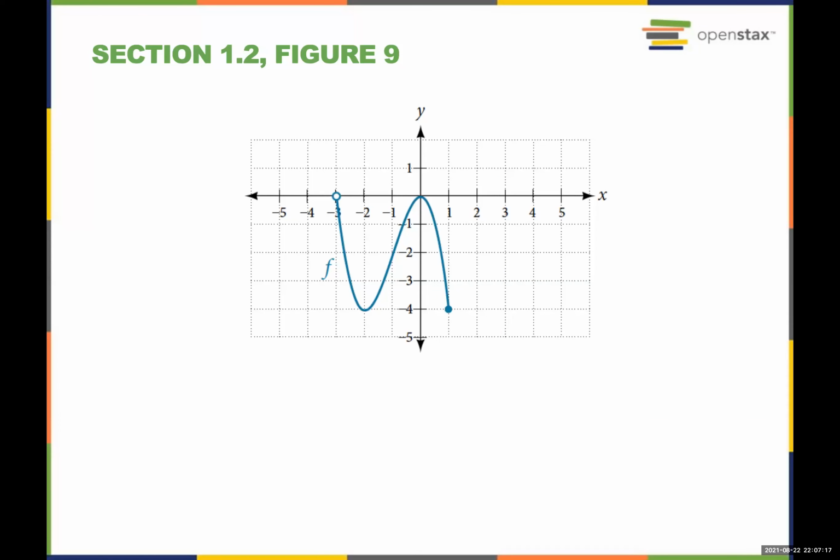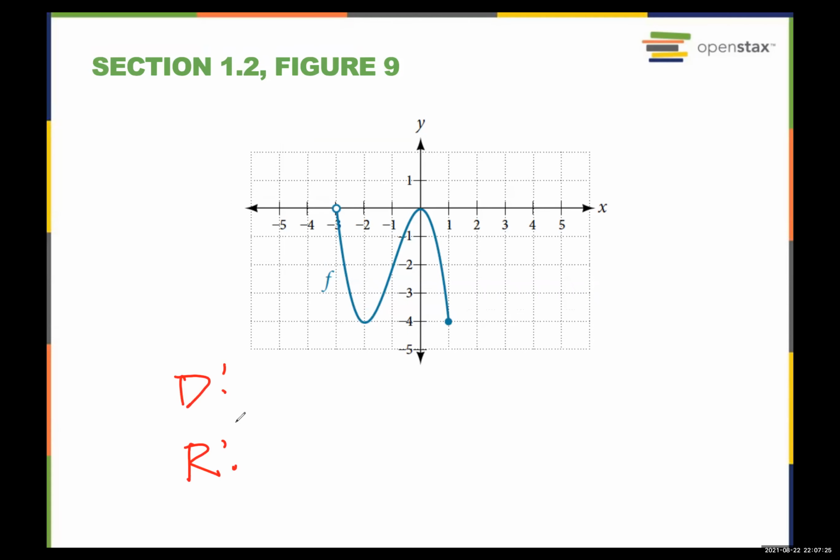How about this? So domain D and range R. So let's start with domain, all the x values. So based on this graph, it is from here up to here. And you have an open circle here. So not including -3. So that is open parenthesis, -3 up to this value of x, which is equal to 1.